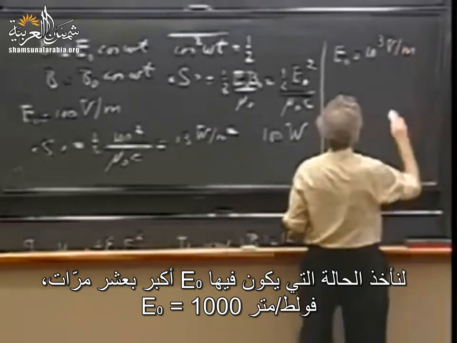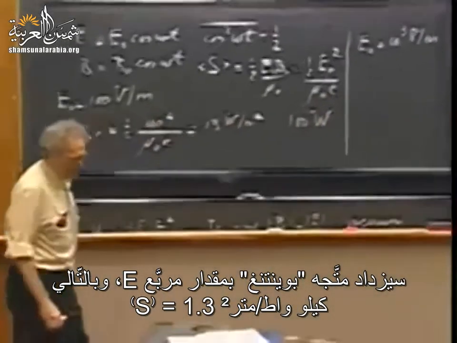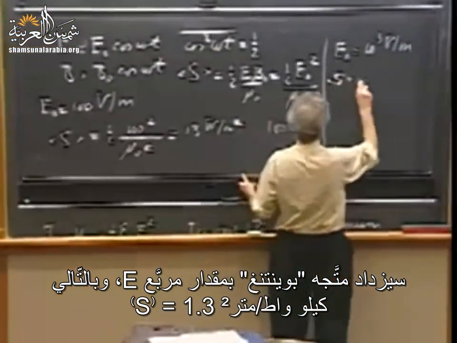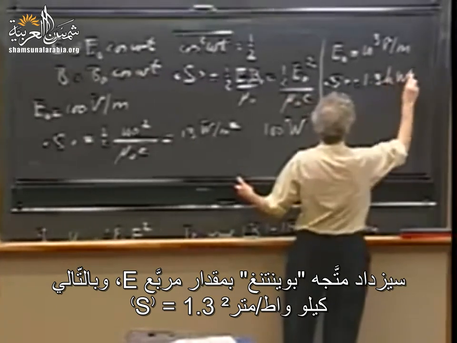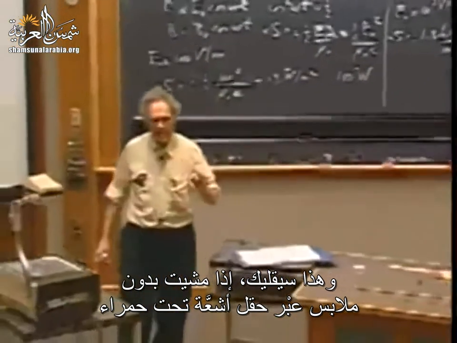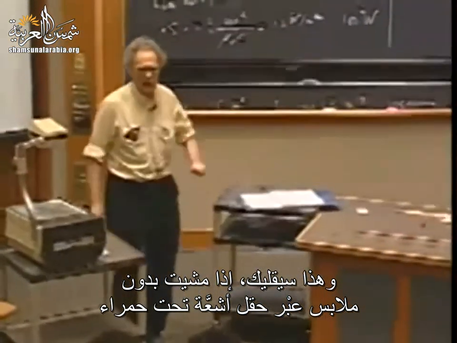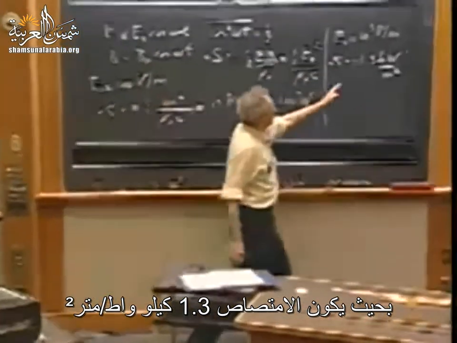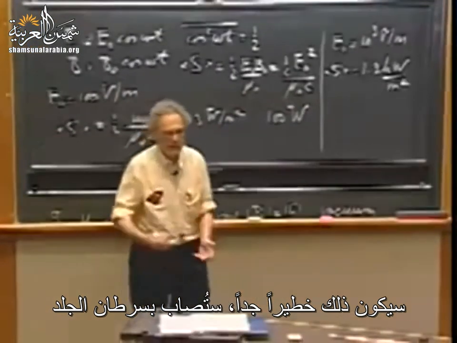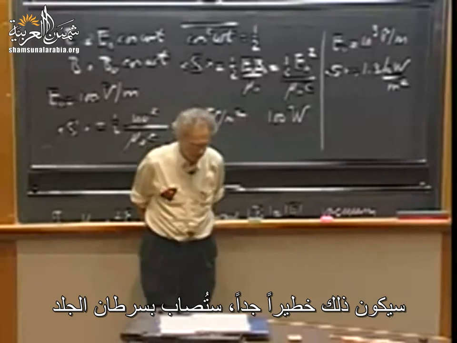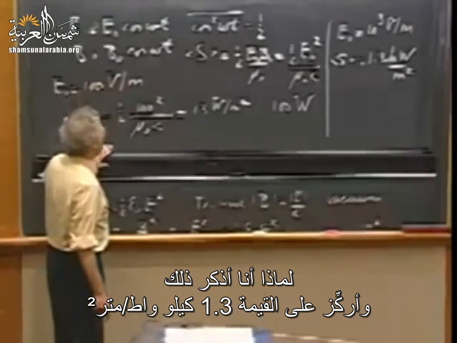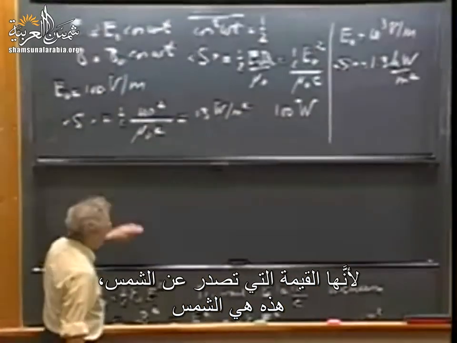per meter. Now the Poynting vector goes up by the square of E. So now you're going to get that the mean Poynting vector is 1.3 kilowatts per square meter. And that will fry you. If you walk naked in a field, infrared or optical, whereby the absorption is 1.3 kilowatts per square meter, that is very dangerous. You get skin cancer and worse. Now, why do I mention that? And why do I focus on that 1.3 kilowatts per square meter? Because that is exactly what the sun does.